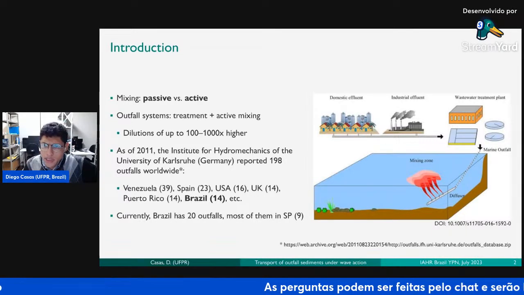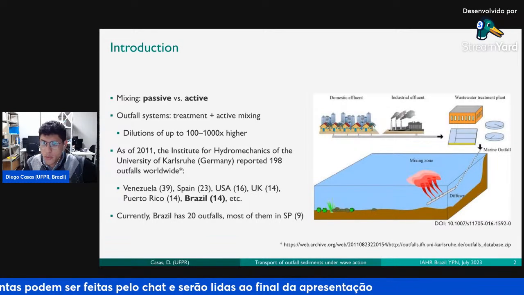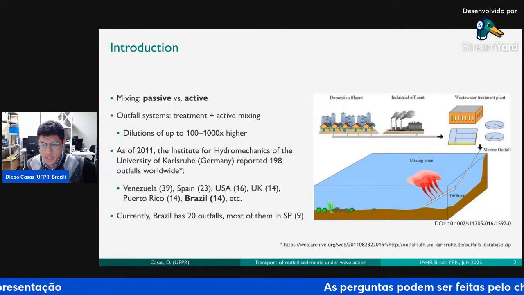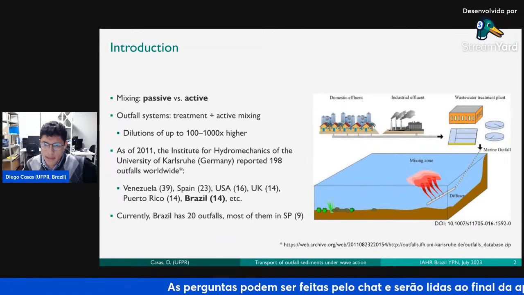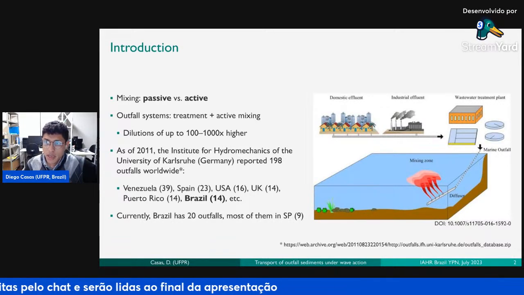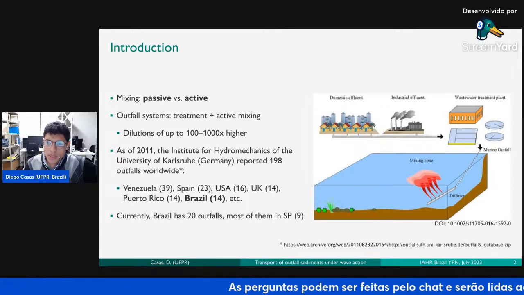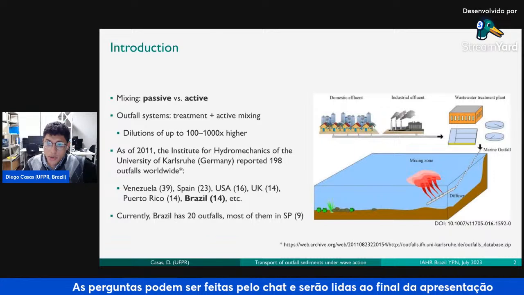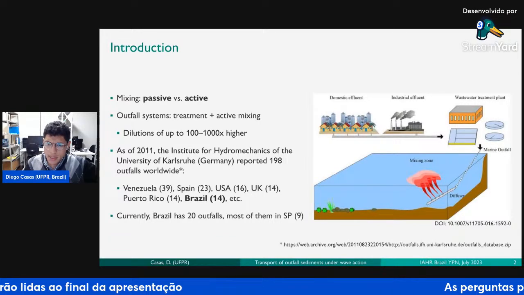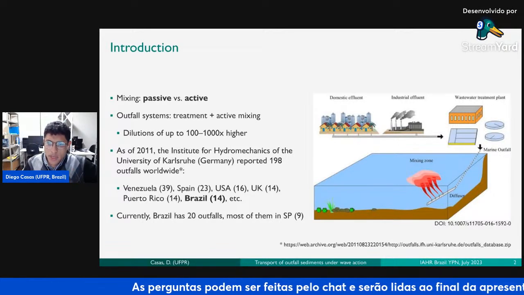Here we have a very simple scheme. The domestic or industrial effluent goes to a wastewater treatment plant. It receives a preliminary or primary treatment, and then it is pumped into the outfall, and at the end, it has a diffuser that has several orifices. These orifices enhance the dilution. So when our effluent is discharged in our water body, in this case, the ocean, a coastal region, we have a high velocity here, a lot of turbulence, and an enhanced dilution associated to it.